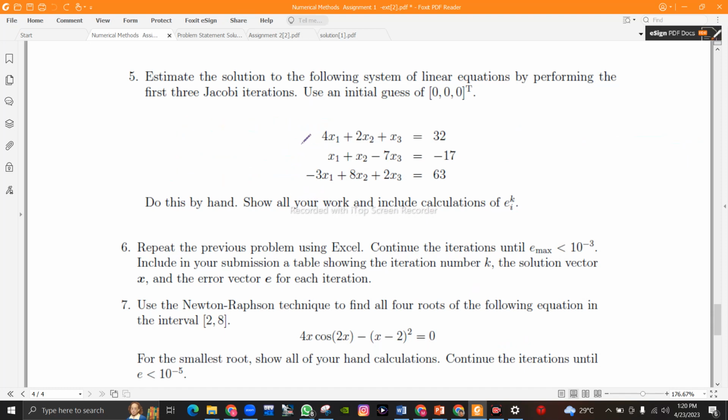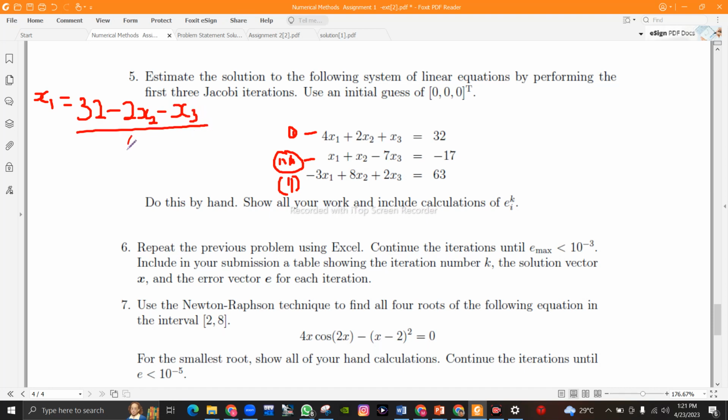Just know that this is our equation 1. This is our equation 2. Equation 3. We've turned this to equation 3. And this is equation 2. So let's write our x1 for equation 1, x1 that we'll use to solve the problem. x1 is (32 minus 2x2 minus x3) divided by 4.